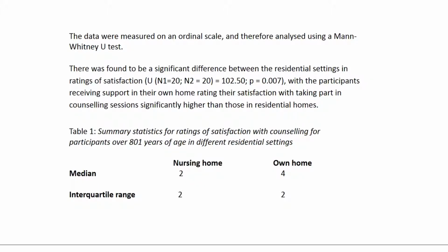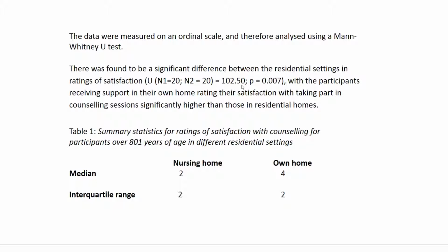Okay, so this is how we would report the results in the results section of the practical report. The data were measured on an ordinal scale and therefore analysed using a Mann-Whitney U test. There was found to be a significant difference between the residential settings in the ratings of satisfaction. And here you can see the statistical notation. So U is the sign for the Mann-Whitney U test. N1 represents the number of participants in condition 1. N2 represents the number of participants in condition 2.